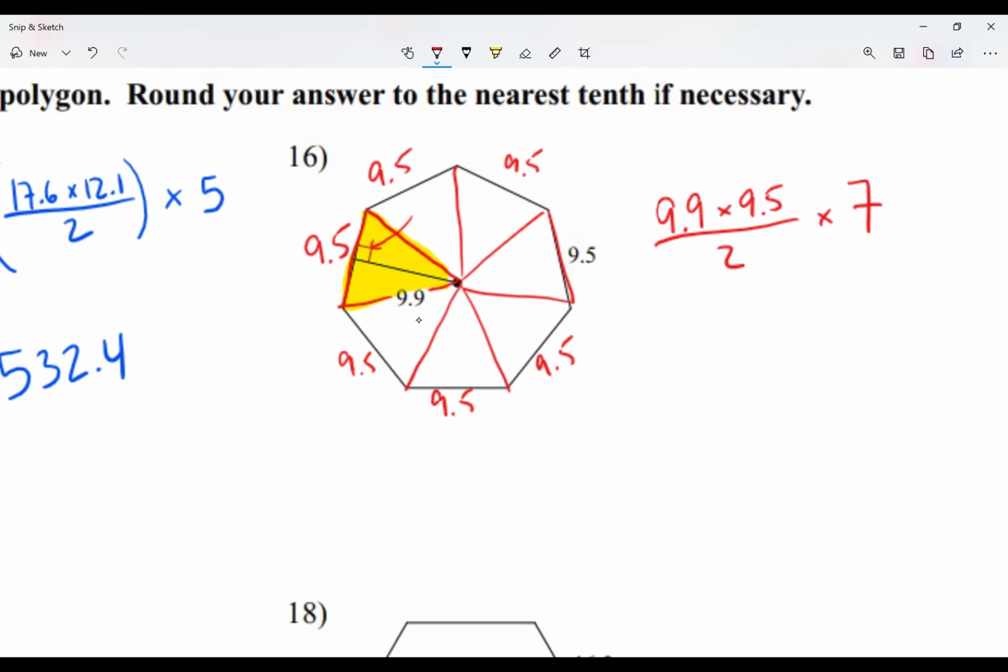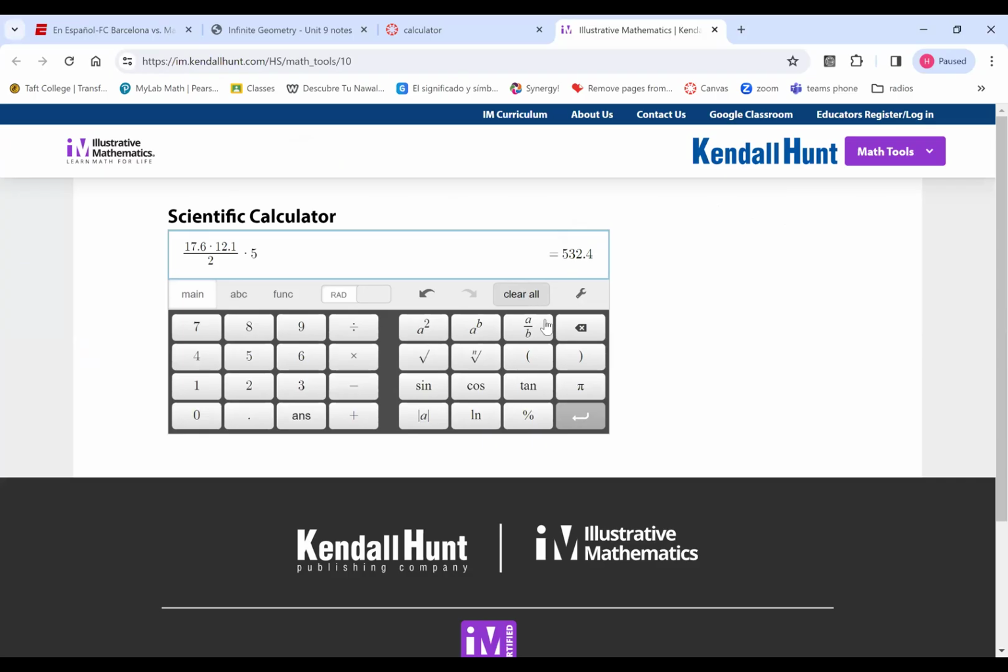So let me go back to my calculator. Pretty cool calculator. Let me clear everything out. I'm going to do a fraction. And let me go 9.9 times 9.5. Let me click at the bottom for a 2 because I'm dividing by 2. Now here at the side, I'm going to multiply by 7 because there's 7 triangles. Okay, so I have 329.175. But I know my answer, I have to round it to 1 decimal place.